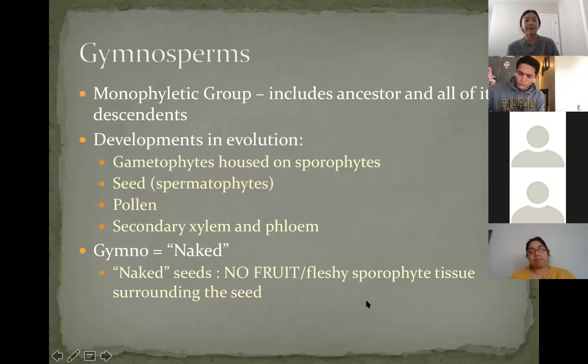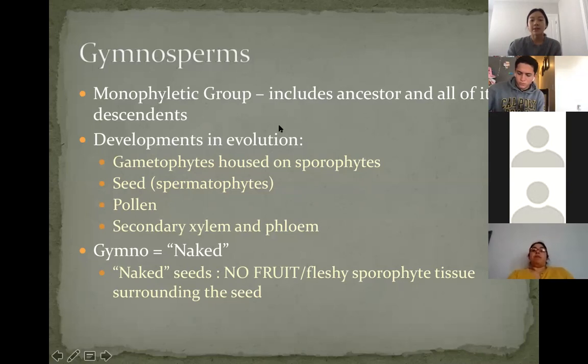Just a little bit of background information on the gymnosperms. They are a monophyletic group, meaning it includes its ancestor and all of its descendants. Unlike the seedless vascular plants, which were a paraphyletic group, gymnosperms are monophyletic.